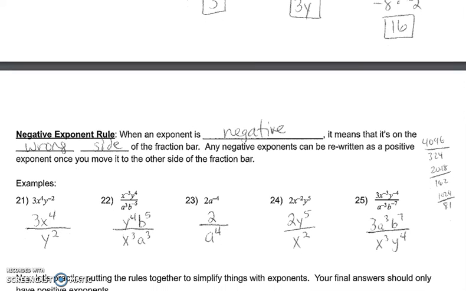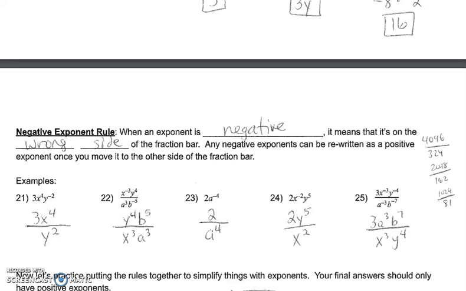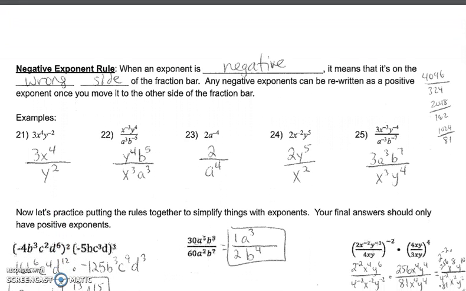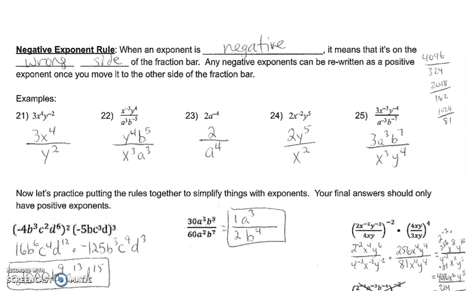So let's practice putting the rules together to simplify with exponents. Your answer should only have positive exponents. I'm going to look at the first couple with you, and then I'm going to have you do some of them on your own. So let's go ahead and do the first one together. Well, the first 3 together, I guess.